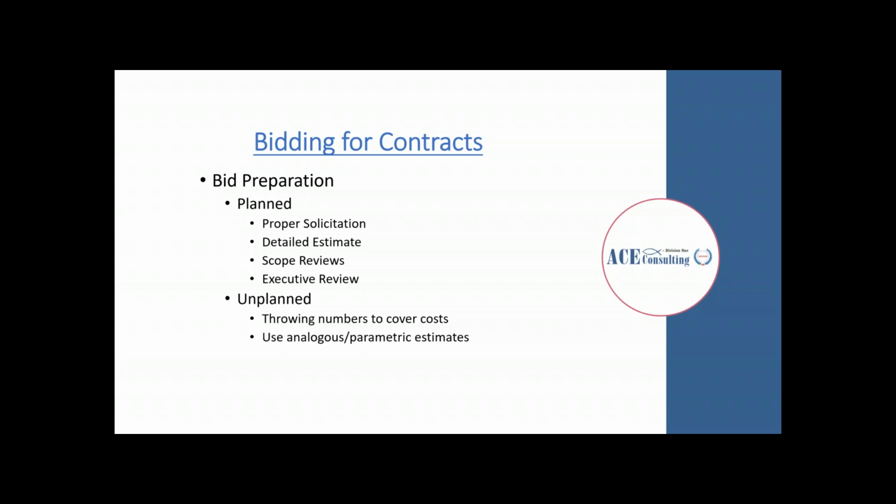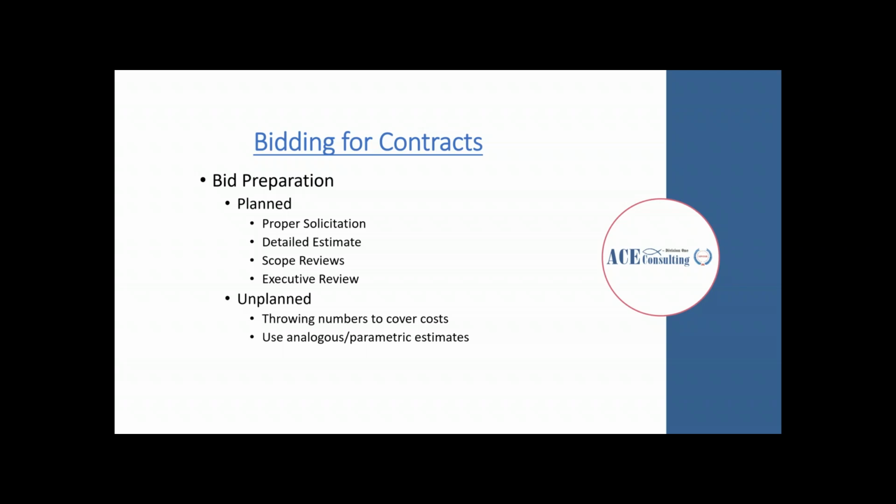There are different ways to prepare for a contract bid. It could be a planned preparation, which goes through the proper channels of solicitation. It involves a detailed estimate of the scopes of work and the quantity of materials involved. Scopes are able to be reviewed by different members on the bidding party's team. And there's also a high-level executive review that is targeted at the project as well.